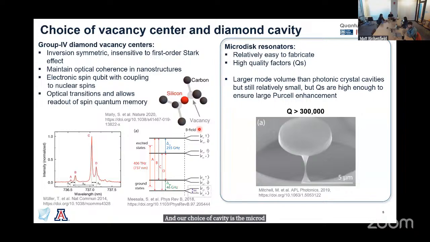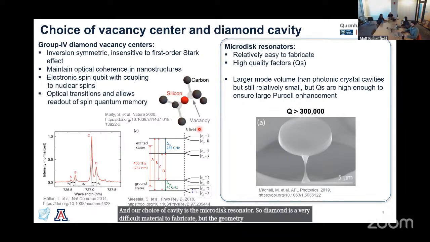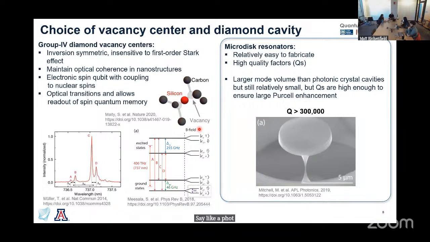Diamond is a very difficult material to fabricate, but the geometry of a microdisc, which is pretty simple, it's just a circle, is relatively easy to fabricate in diamond as opposed to, say, a photonic crystal cavity with lots of little holes. And microdisc cavities can also be fabricated with really high quality factors. For example, this one has a Q of over 300,000.